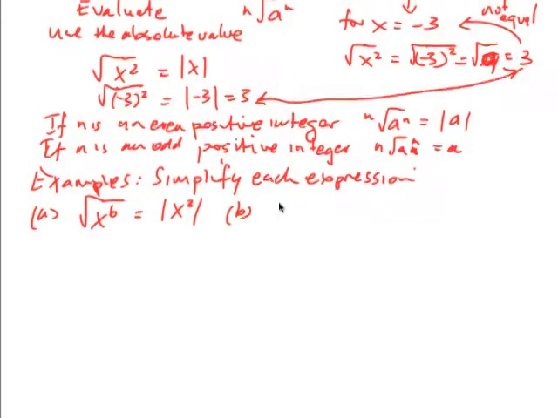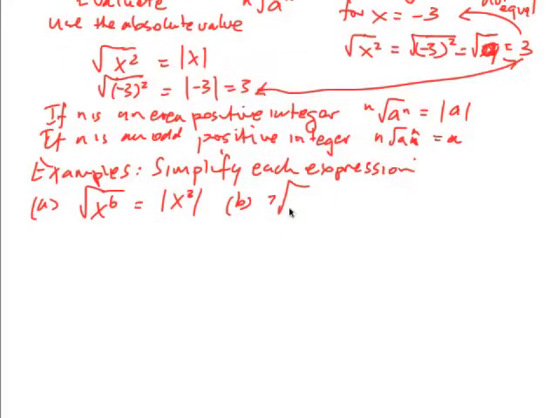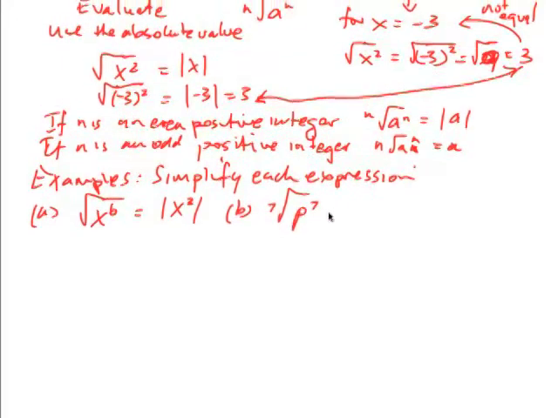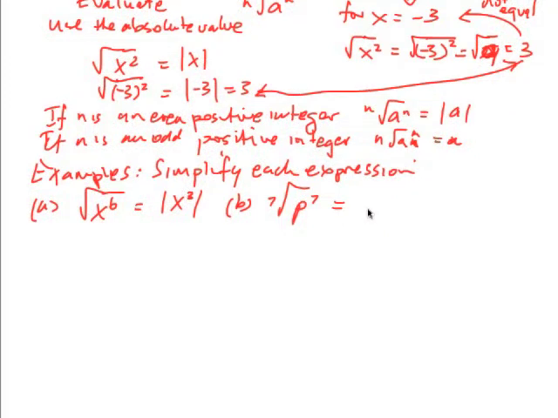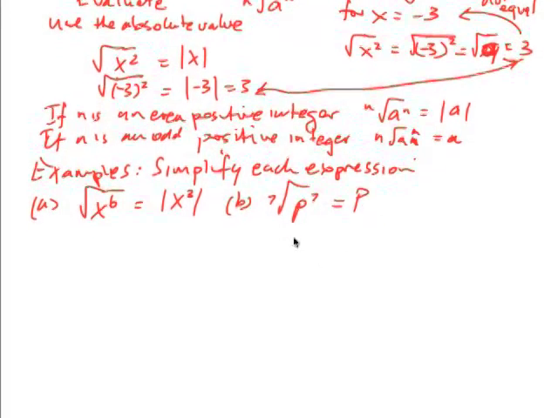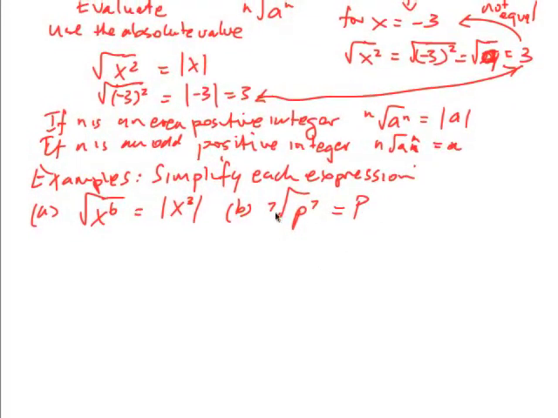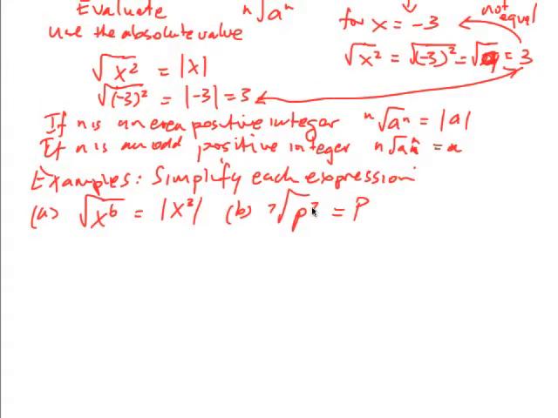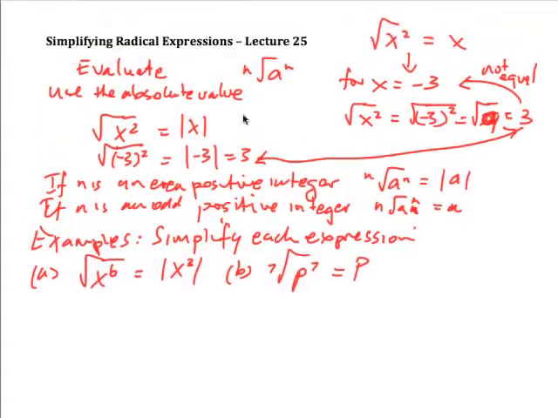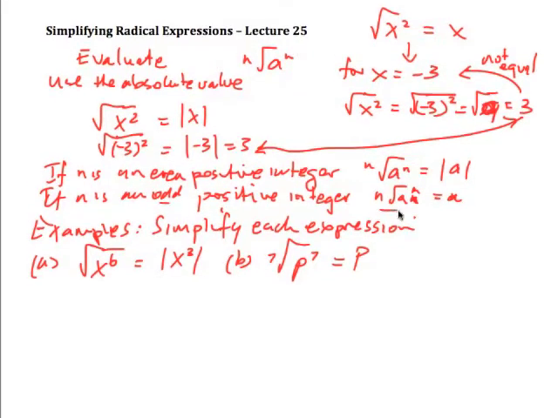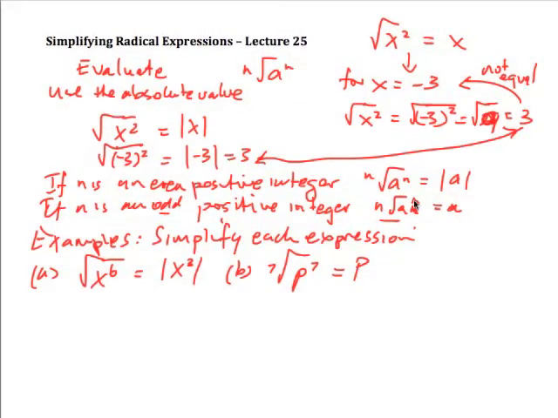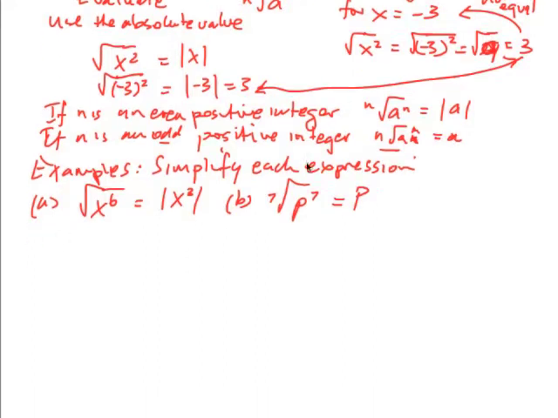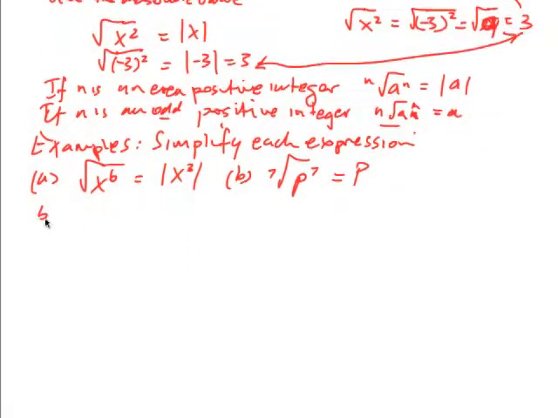So let's look at part B. Let's suppose I have the 7th root of p to the 7. Well, this is simply going to be p, because we have 7 here and we have an odd root, n, which is odd. So the 7th root of a to the 7 will be a. In this case, we get p.